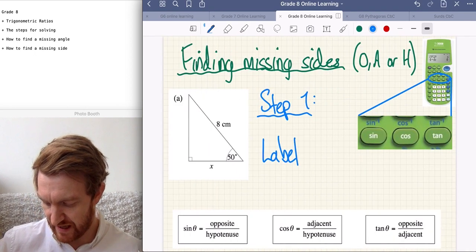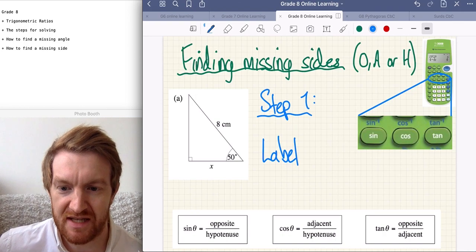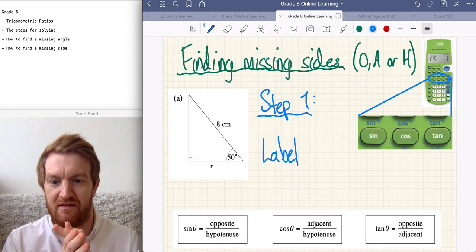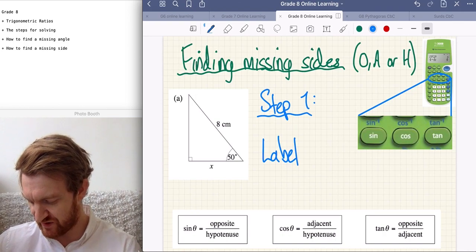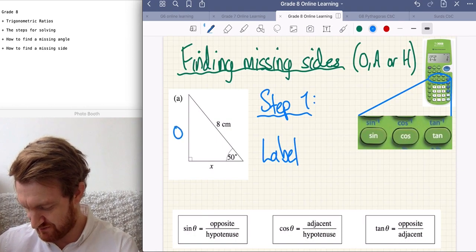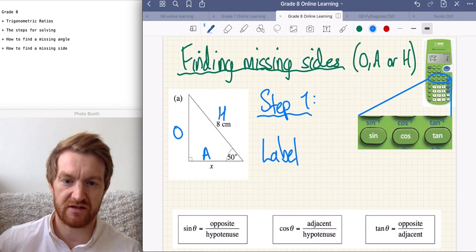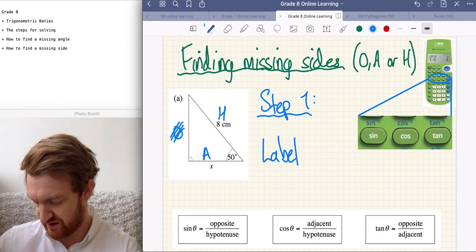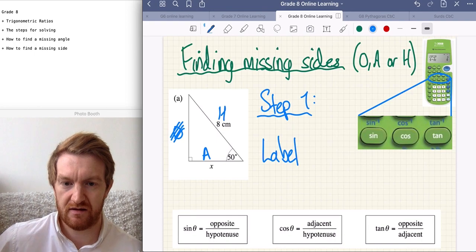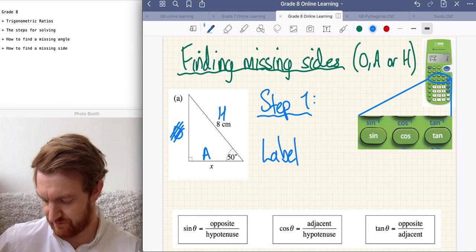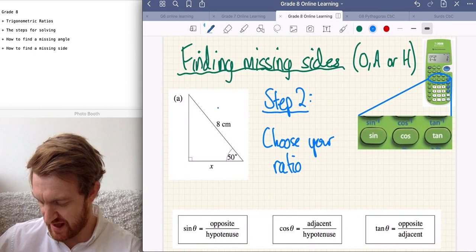Let's have a little look at some missing sides. And as you can see, step 1 is label. So let's jump in with some labeling. We've got an opposite, next to it, and longest. We're not going to use this one because we don't have anything, it's blank. So we're going to do A and H. Now we've got A and H.